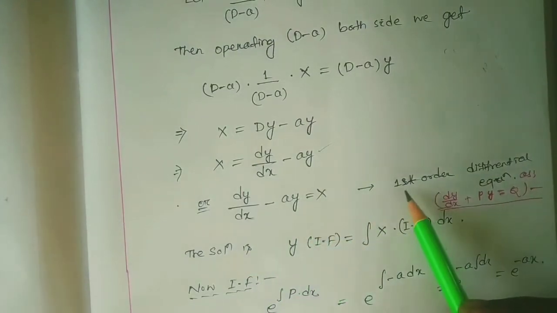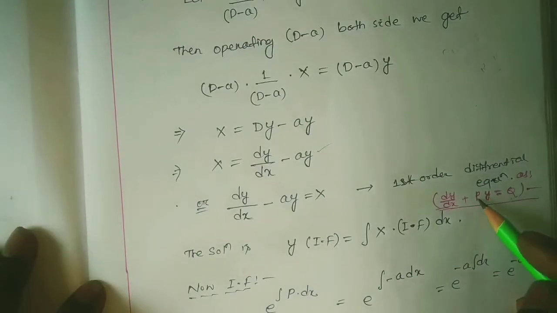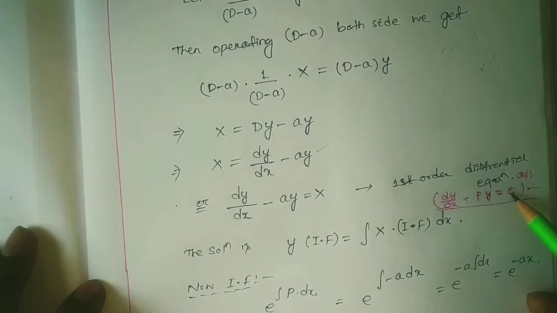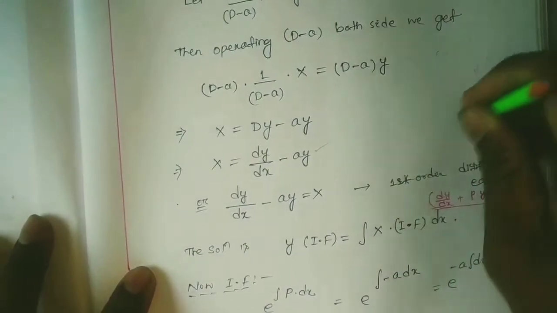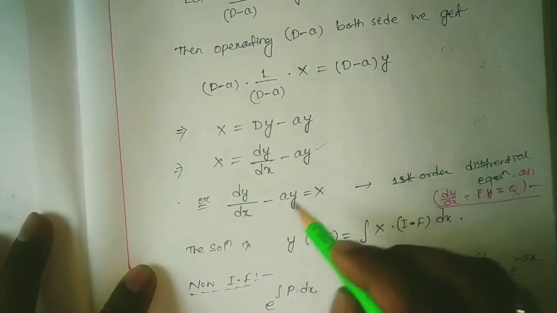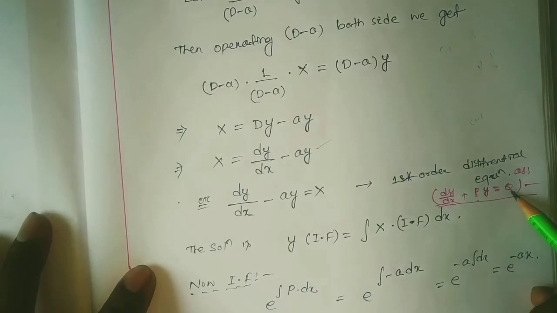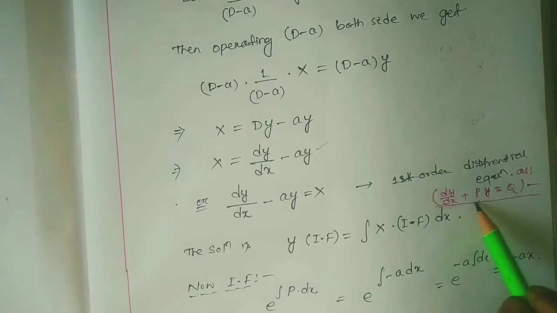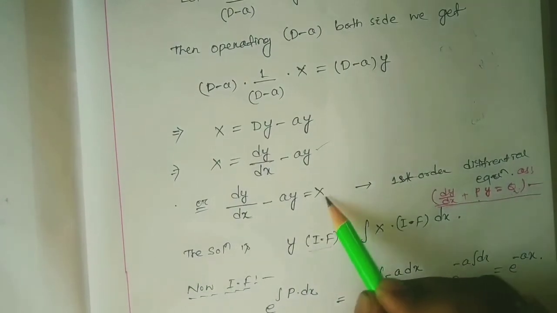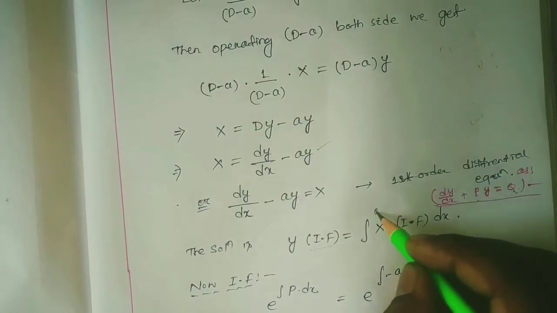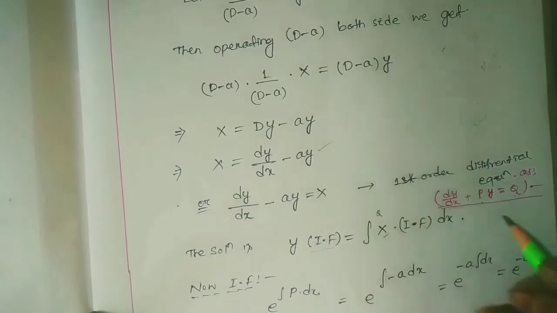So this is nothing but your first order differential equation, in the form dy by dx plus Py equals Q. And as we know, for the first order differential equation, P and Q are either constants or functions of x, or a mixture of both. Here we can see that x is a function of x, and minus a is nothing but your P. So P is a constant, Q is a function of x. And as we know, the solution of the first order differential equation is in the form y into integrating factor equals integration of Q into integrating factor into dx. Here instead of Q I have written x, do not be confused.